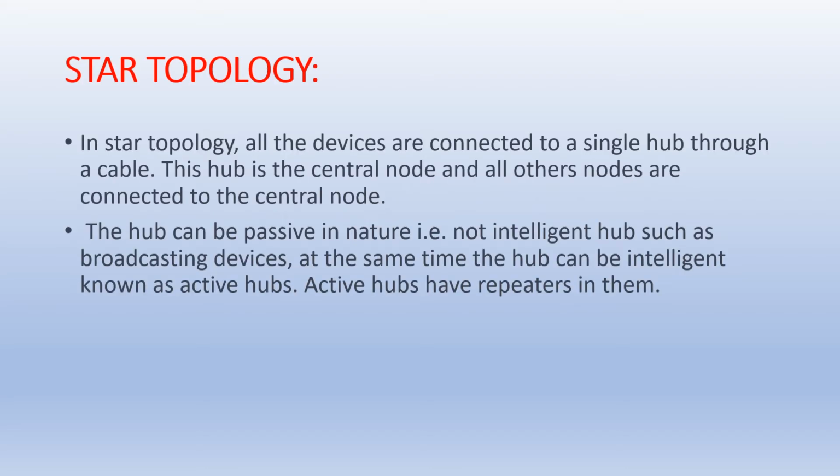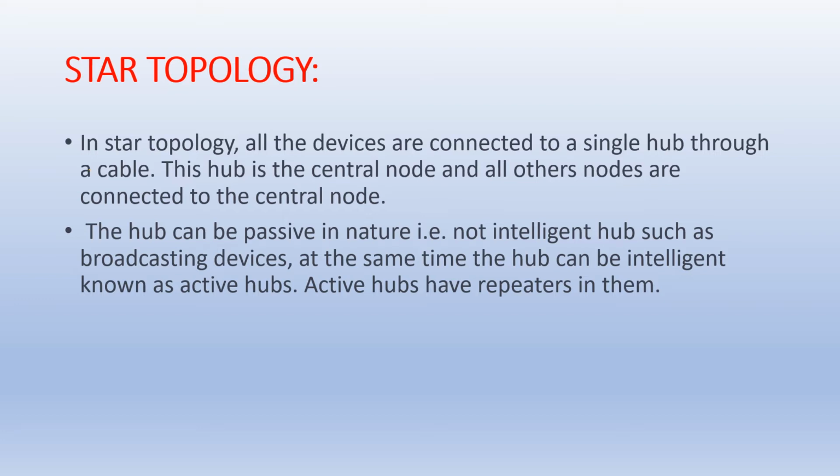In star topology, each device in the network is connected to a central device, which is called a hub. Unlike mesh topology, star topology does not allow direct communication between devices. A device must communicate through the central hub. This is the star topology.